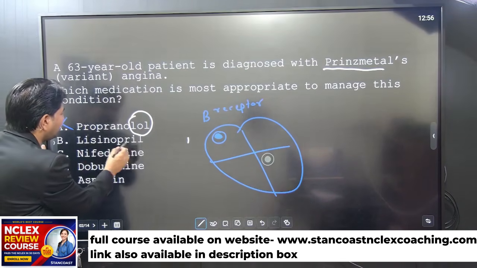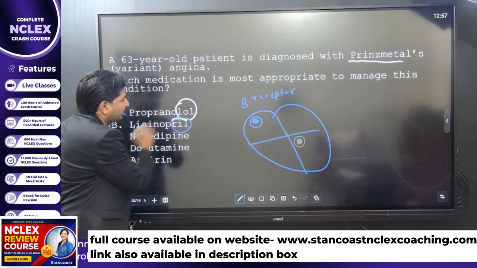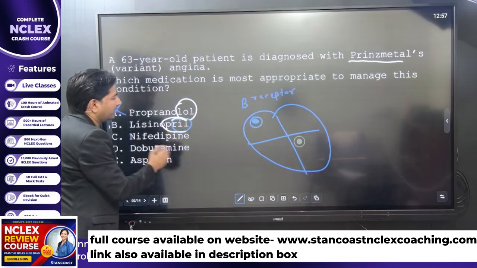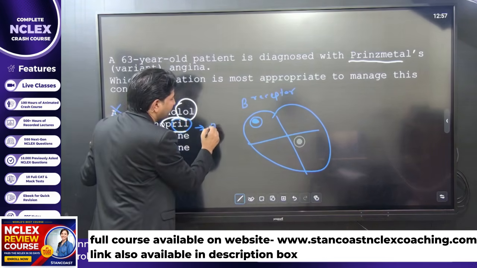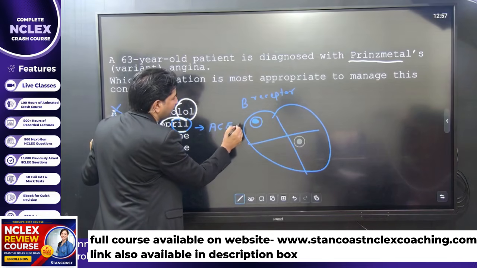Next is lisinopril. Any drug that ends in pril, you should understand that it's an angiotensin converting enzyme inhibitor drug.